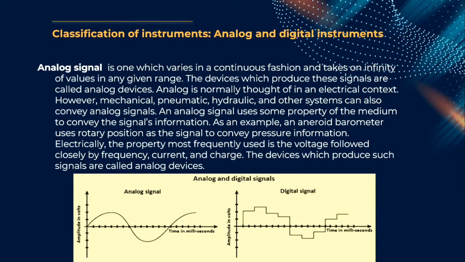Analog is normally thought of in an electrical context. However, mechanical, pneumatic, hydraulic, and other systems can also convey the signal's information. As an example, an aneroid barometer uses rotary position as the signal to convey pressure information. Electrically, the property most frequently used is the voltage, followed closely by frequency and charge. The devices which produce such signals are called analog devices. So the figure below on the left shows the analog signal.